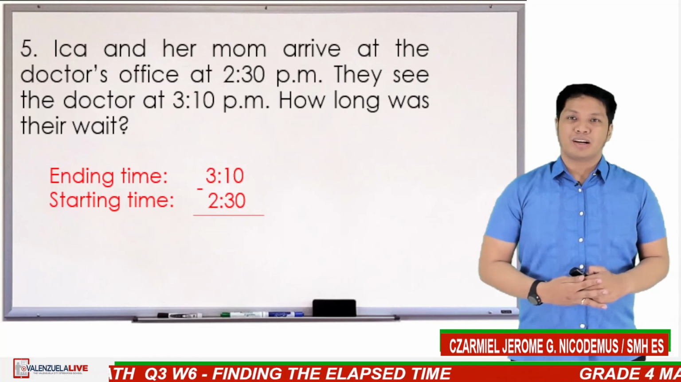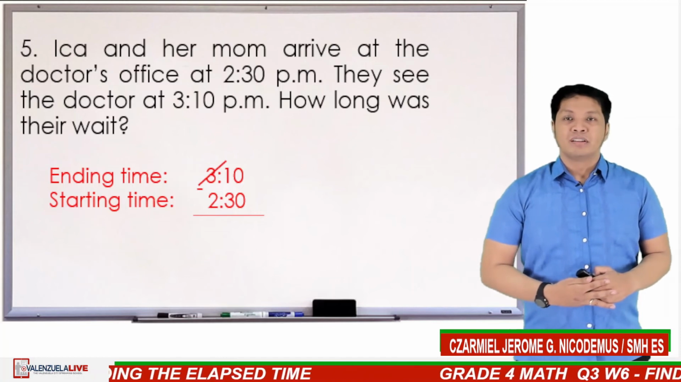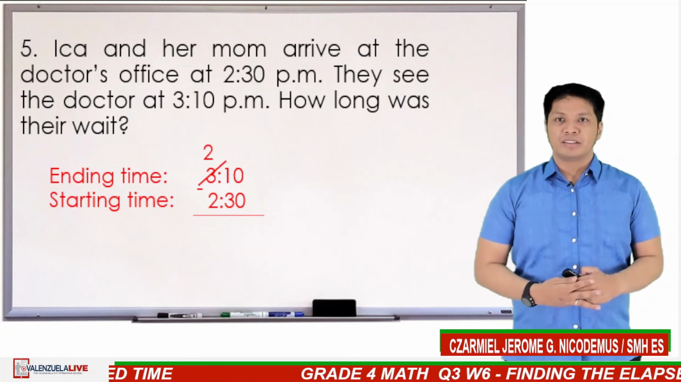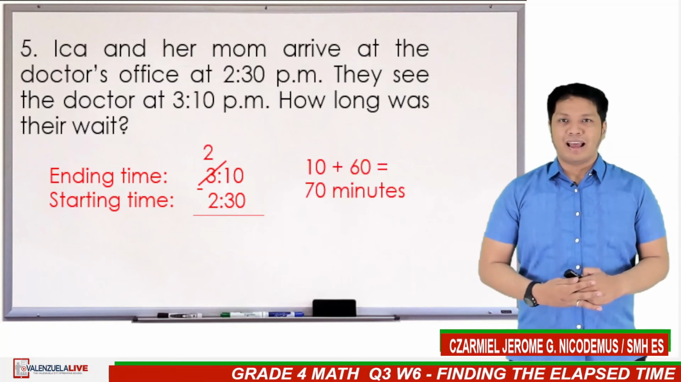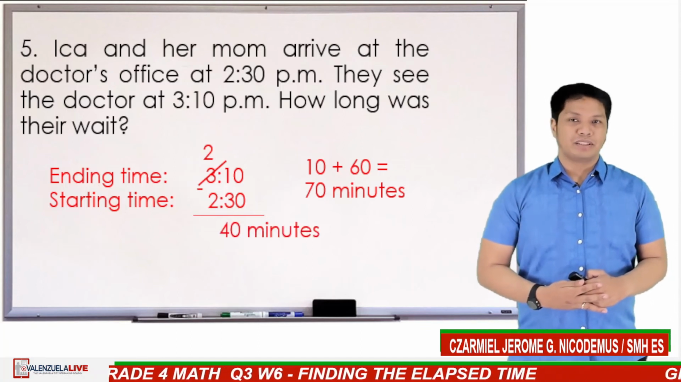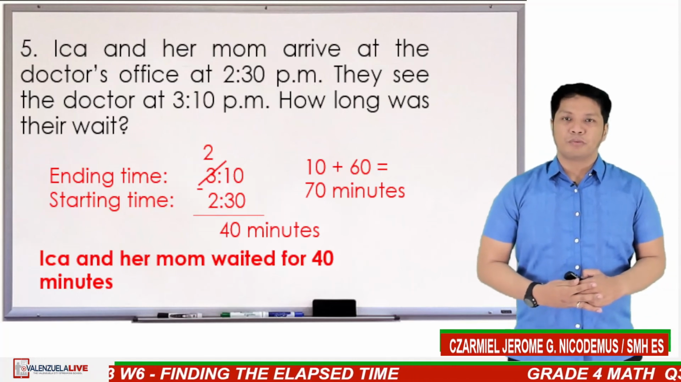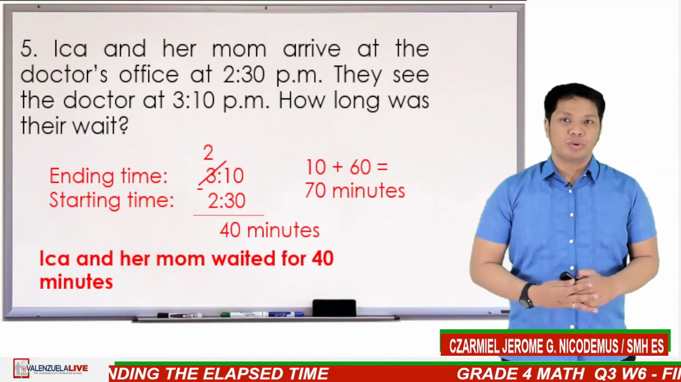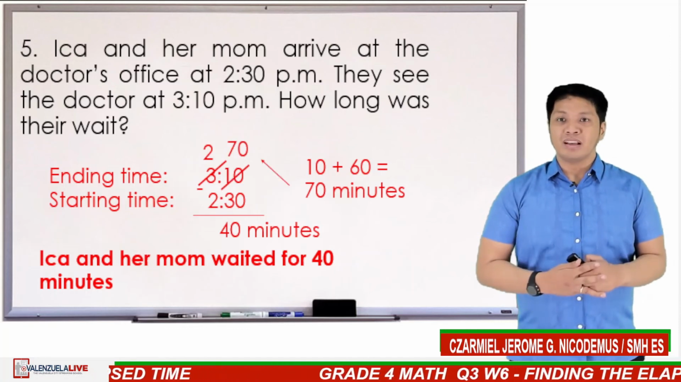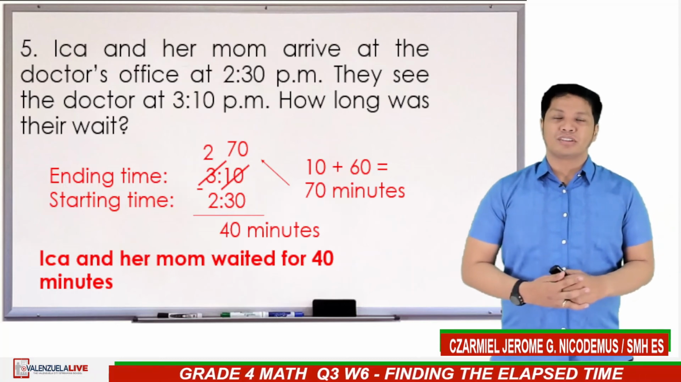So let's subtract the starting time from the ending time. We need to borrow 1 hour, 60 minutes, from 3. So 3 will become 2. Then add 60 minutes to 10 minutes. So it will become 70 minutes. So 70 minus 30 is equal to 40. Then 2 minus 2 equals 0. So Aika and her mom waited for 40 minutes at the doctor's office.